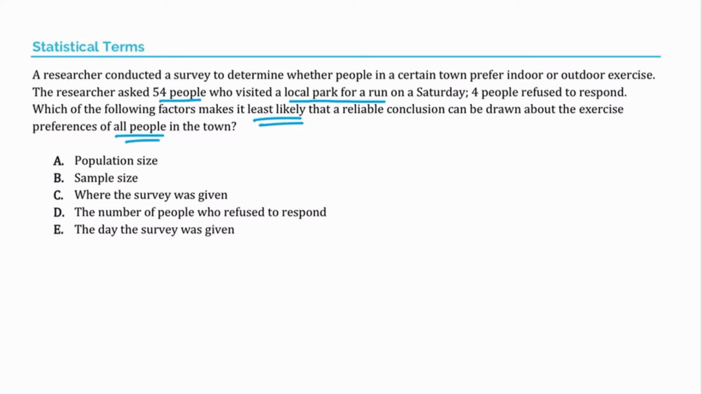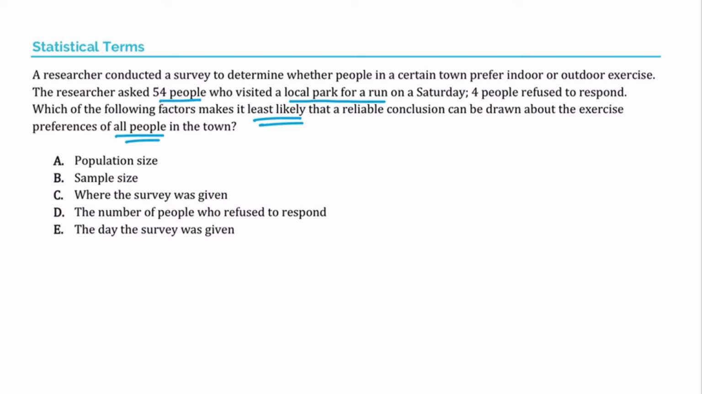So if I want to understand something, my population, right, is all the people in the town, and I want to understand, do they prefer to exercise indoors or outdoors? Well, there is a gigantic problem if I go to a park to then ask people who are there exercising outside, going for a run, whether they prefer to exercise inside or outside, right? Most of those people, if not all of those people, are just automatically going to say that they prefer outdoor exercise because that's what they're doing. They're exercising outdoors. So we did not do a good job of random selection.